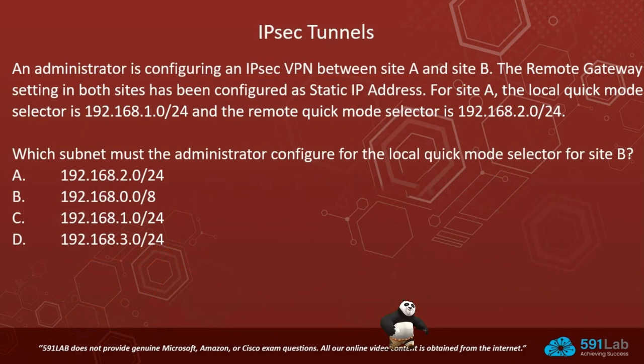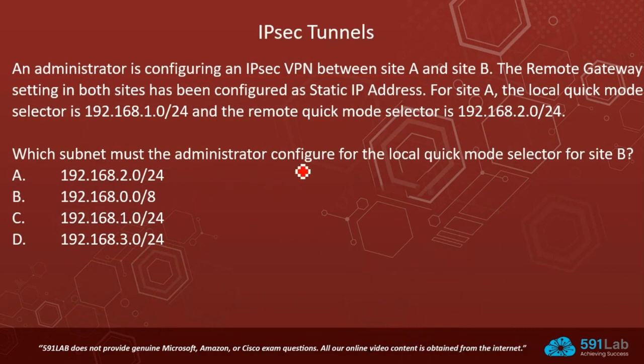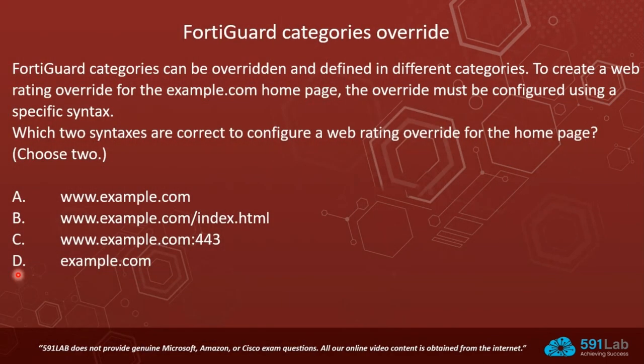So the question is, which subnet must the administrator configure for the local quick mode selector for site B? For site B, the local quick mode selector is 192.168.2.0 because the site A remote address is the same address. Okay, the correct answer is answer A. Okay, let's go to the next question.